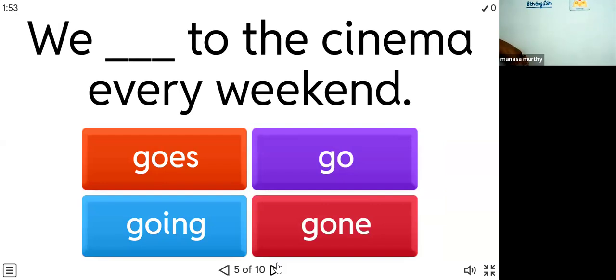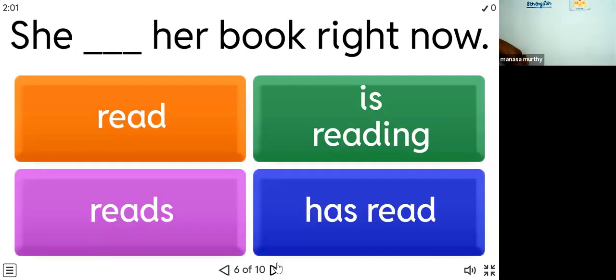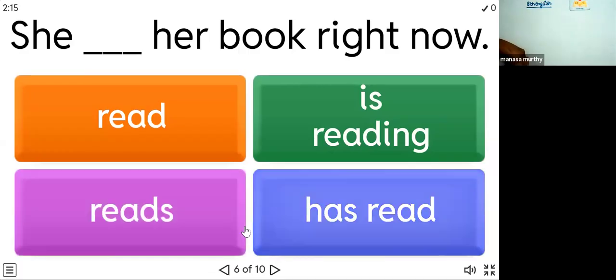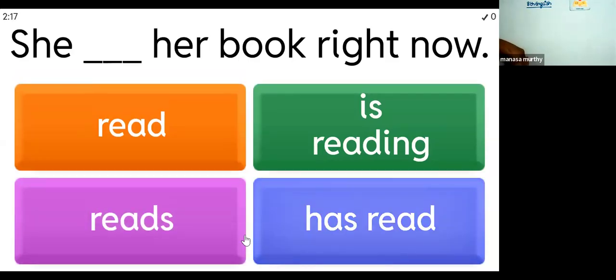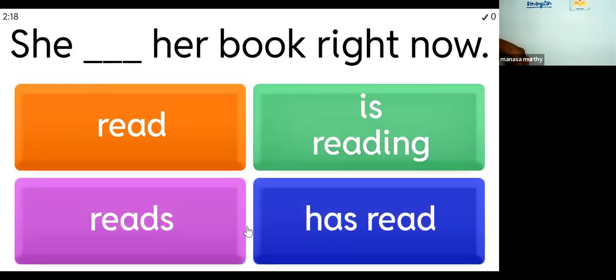A routine action. A routine action would be in which form of present tense? Sixth question. She dash her book right now. An action is happening right now. Read, is reading, reads, has read. Okay. A lot of answers popping up on the board.